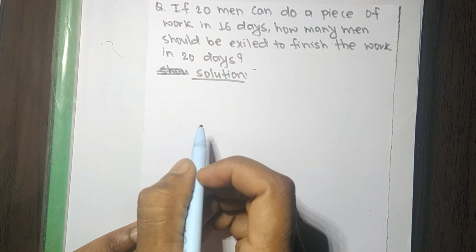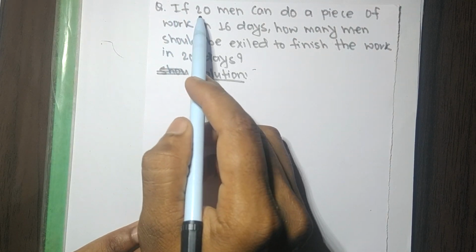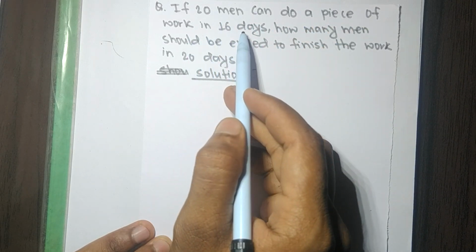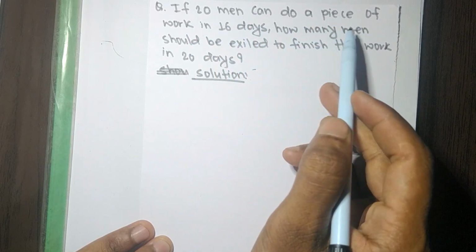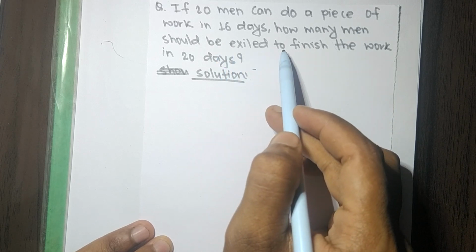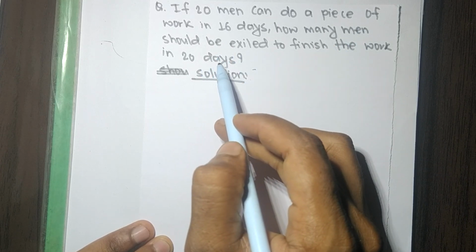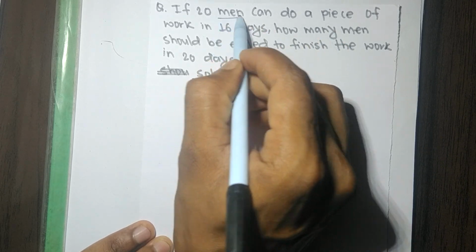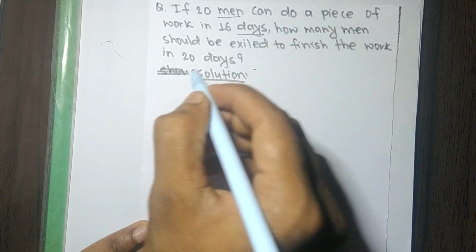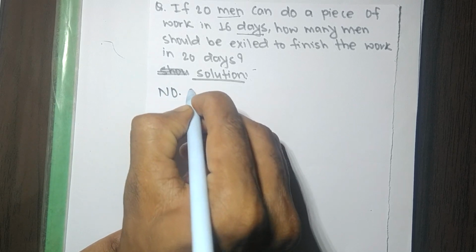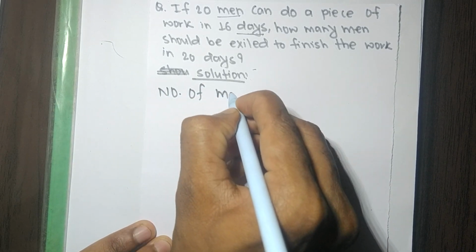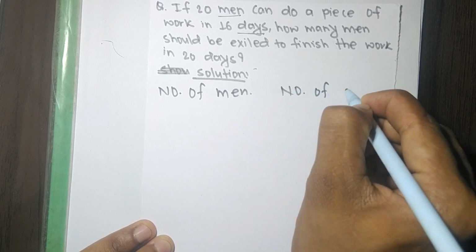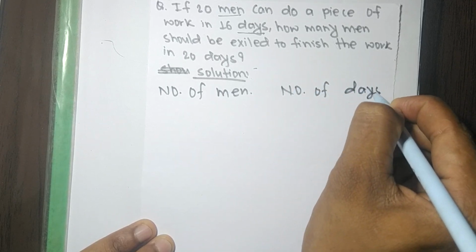So today in this video we have: if 20 men can do a piece of work in 16 days, how many men should be exiled to finish the work in 20 days? So here is the relation between the men and the days. Here the relation is of number of men and number of days.